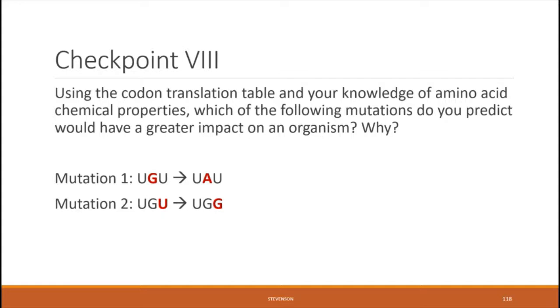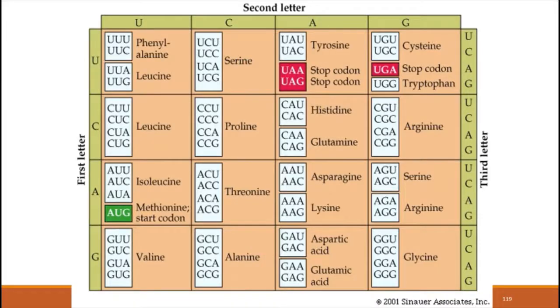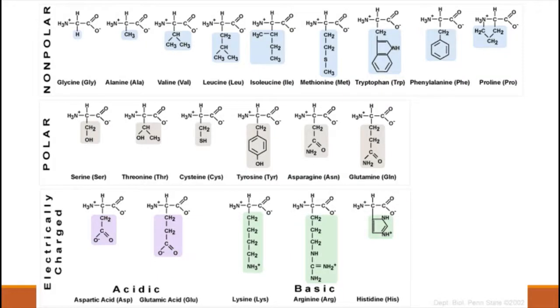So the first step will be to write these mutations down. Then I want you to use the codon table to figure out what the mutations change the amino acids into. And then finally, look at what categories those amino acids belong to and figure out which one would have a more dramatic effect and why.